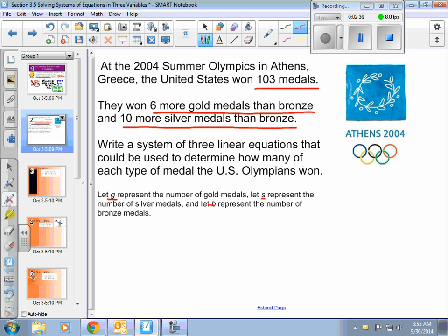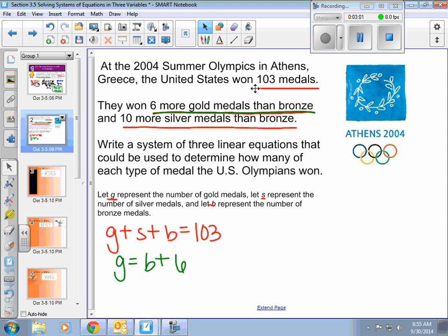So I know that I won a total of 103. So I would say the gold plus the silver plus the bronze has to equal 103. Now I see that I have two more statements. 6 more gold medals than bronze. Well, that means there is more gold, so gold is equal to the bronze plus 6. And then I have another line, which says 10 more silver medals than bronze. Once again, that means there's more silver, so silver is equal to the bronze plus 10. This is my system of three equations.